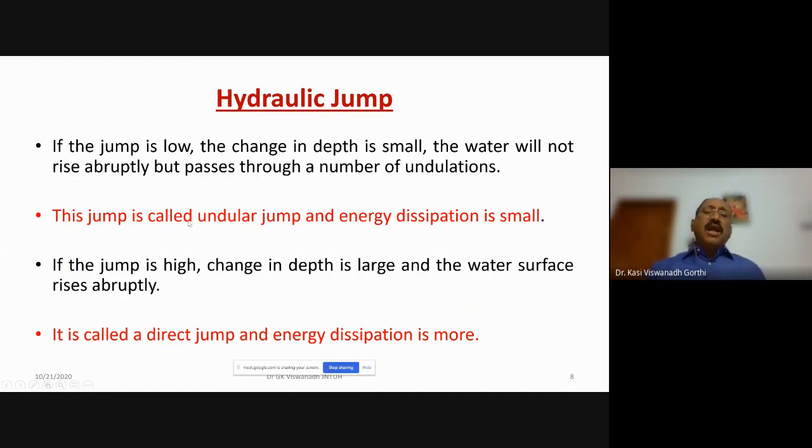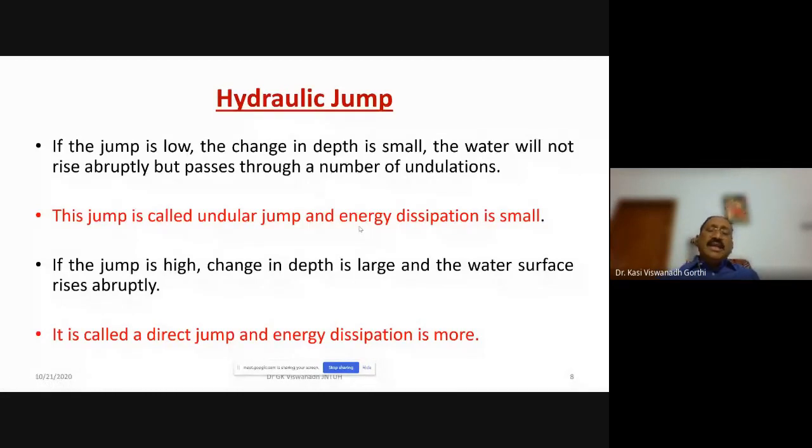This jump is called an undular jump. The energy dissipation in this case is very small because it is the first category of the jump. As we have already seen the classification of various types of jumps earlier in our hydraulics and hydraulic machinery courses, you must be knowing that in the undular jump, the energy dissipation will be very, very small because the change in depth of flow is very small.